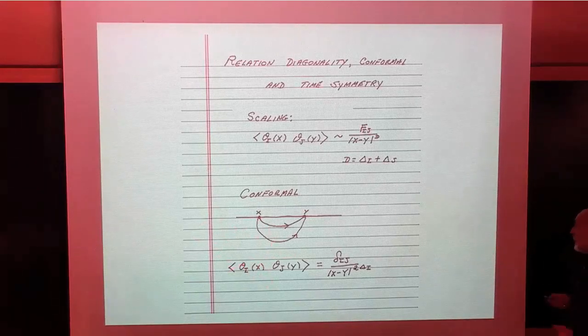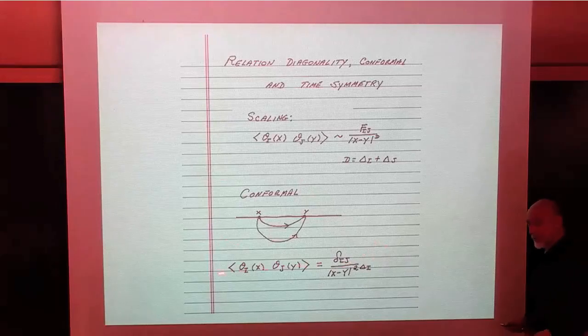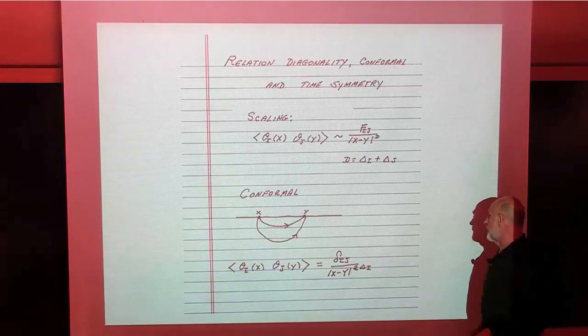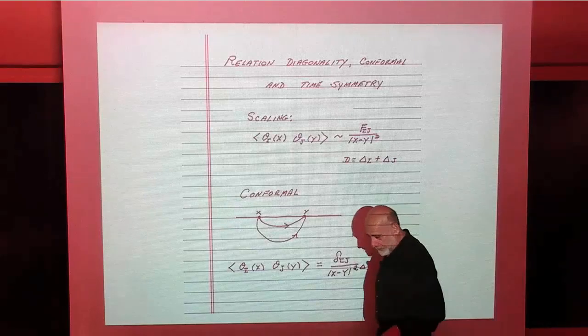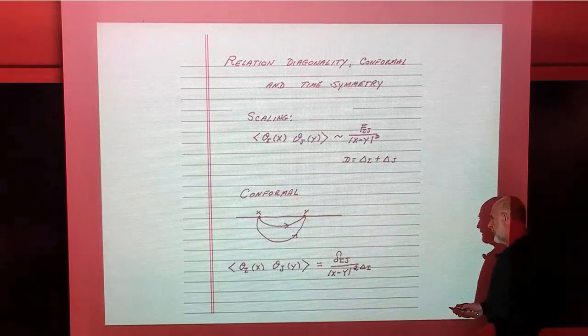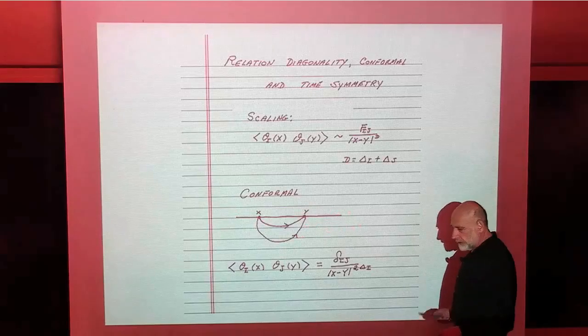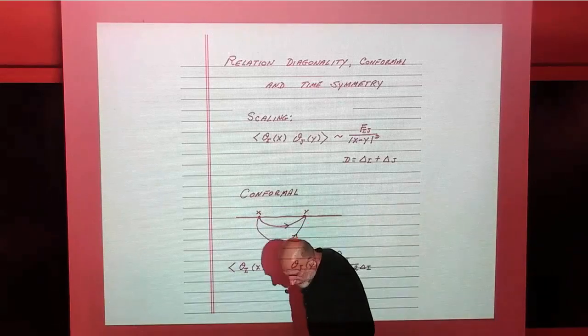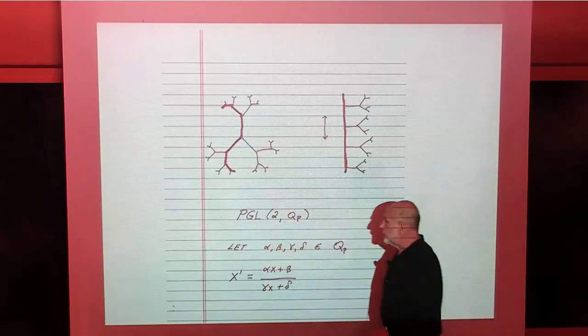So the question is, where did this extra symmetry come from? Why was the correlation function diagonal? Why does it look so much like conformal symmetry? Is there some kind of structure among the p-adic numbers which carries this kind of symmetry? And the answer is yes. I'll show you what it is.